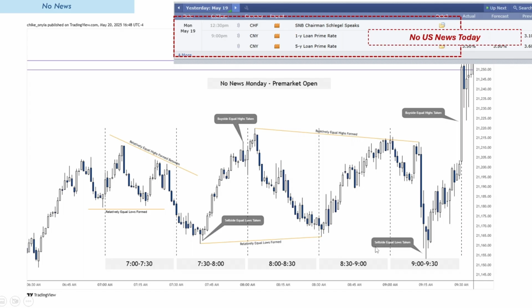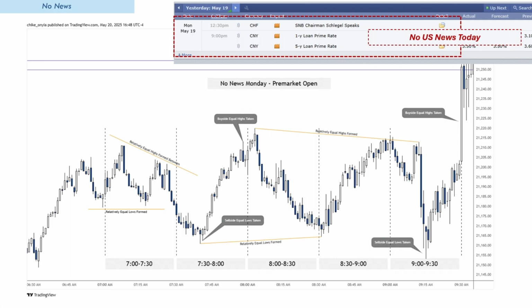Prior to it, we take out the relative equal lows from here. Okay, so you can see that we're just going from one opposite end to another, right? So we now take out a series of relative equal lows here. And then also going into the 9:30 open, price slams higher and takes out all the relative equal highs that were formed here.